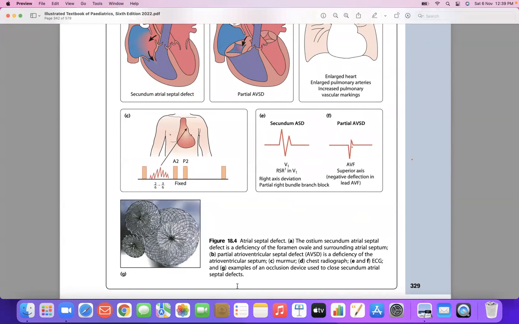Okay. Then figure G is an example of an occlusion device used to close secundum atrial septal defect. So how do you close the secundum atrial defect? This is the closure device they use, an example of an occlusion device used to close secundum atrial septal defect.